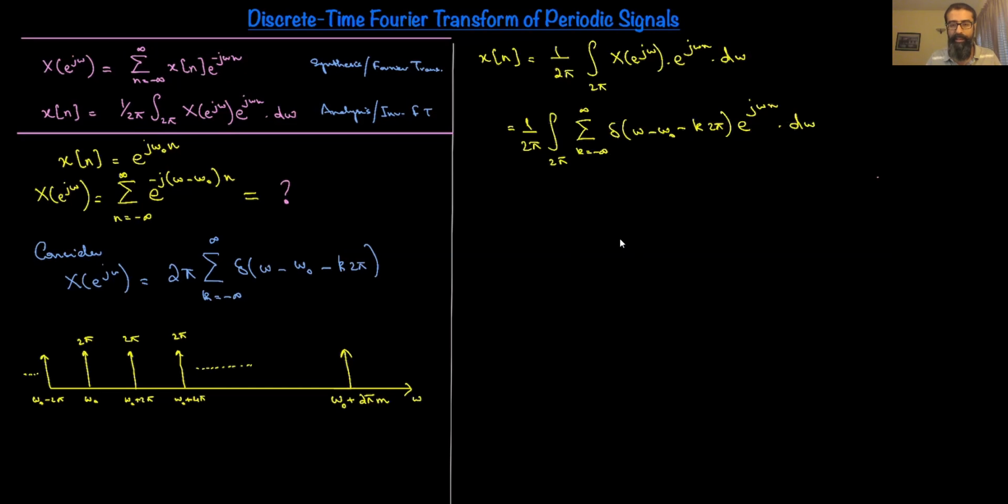One of the other key observations is that within that interval of 2 pi, there will only be a single impulse function residing in that interval, because the impulse functions are always located 2 pi apart in the frequency domain. So within an interval of 2 pi, I would only have a single impulse function residing in that integration limit.